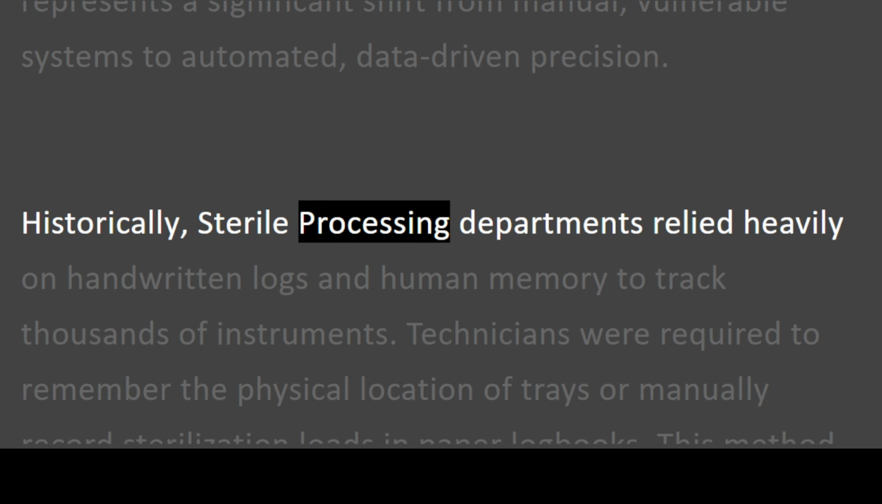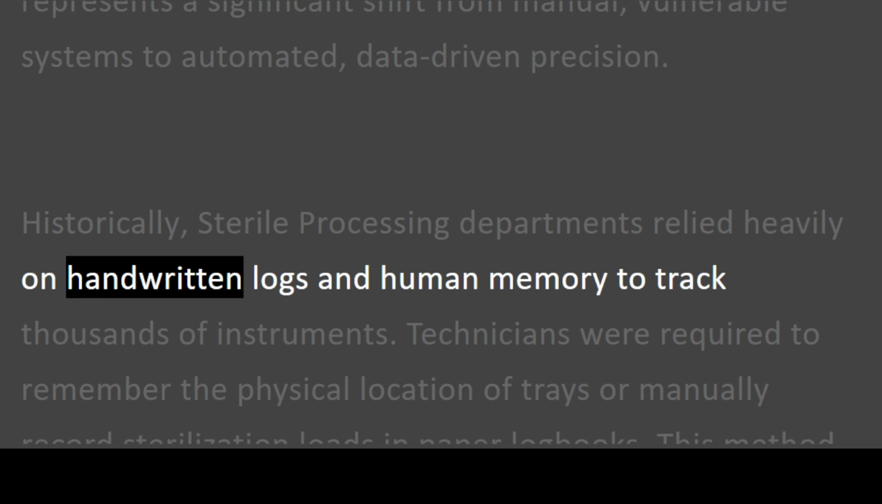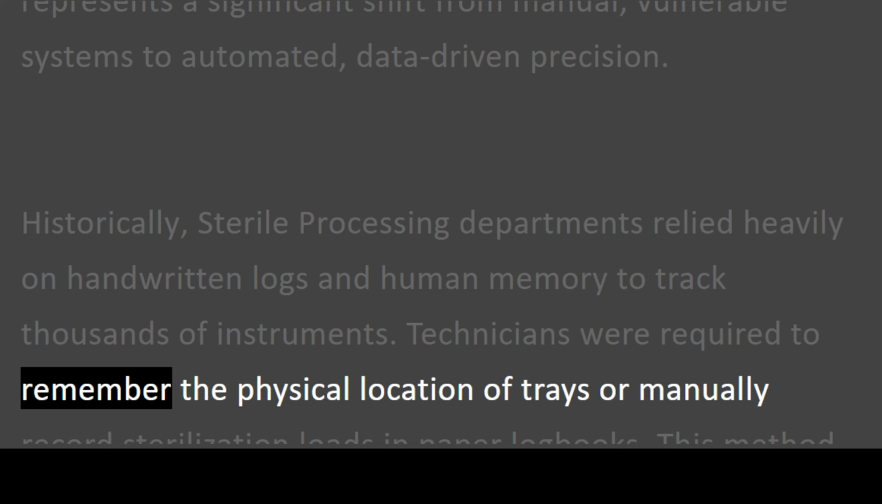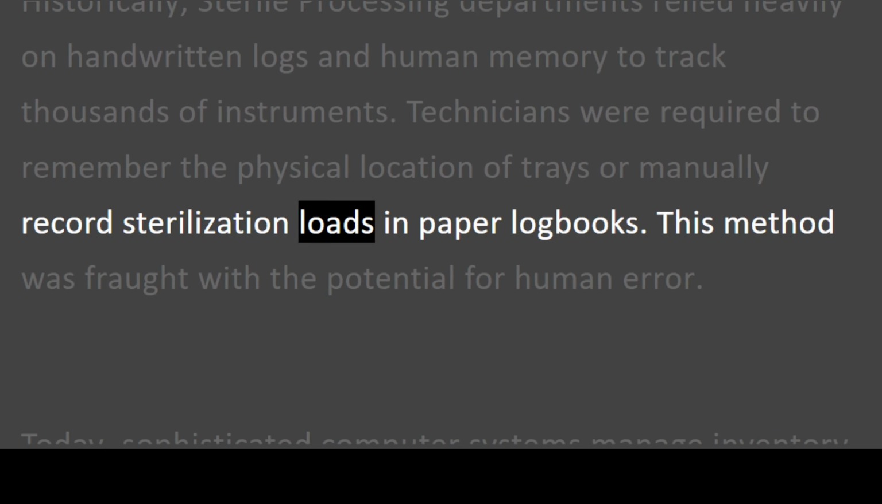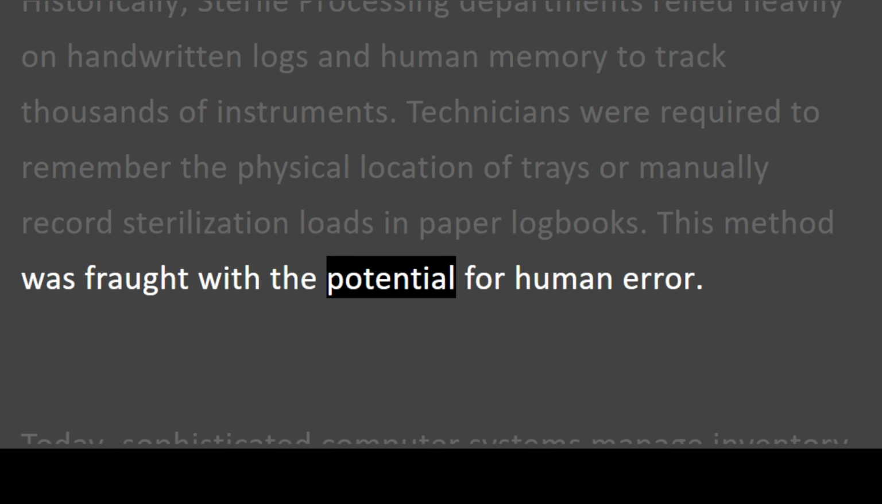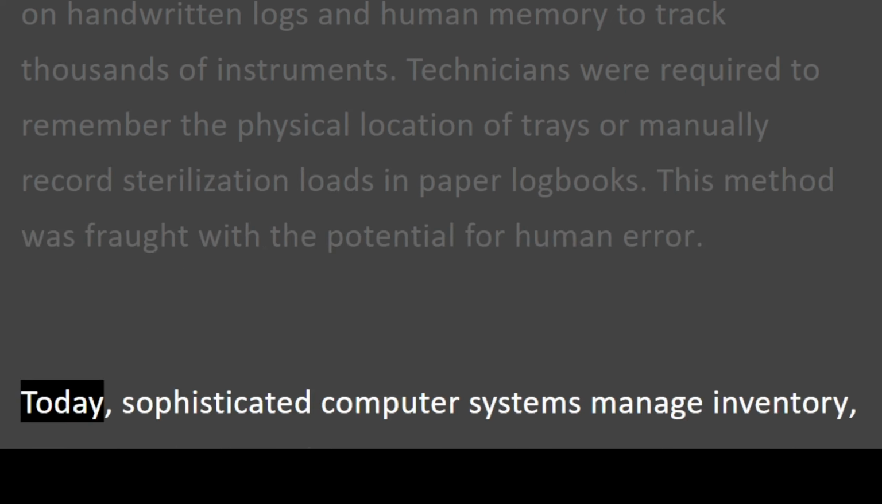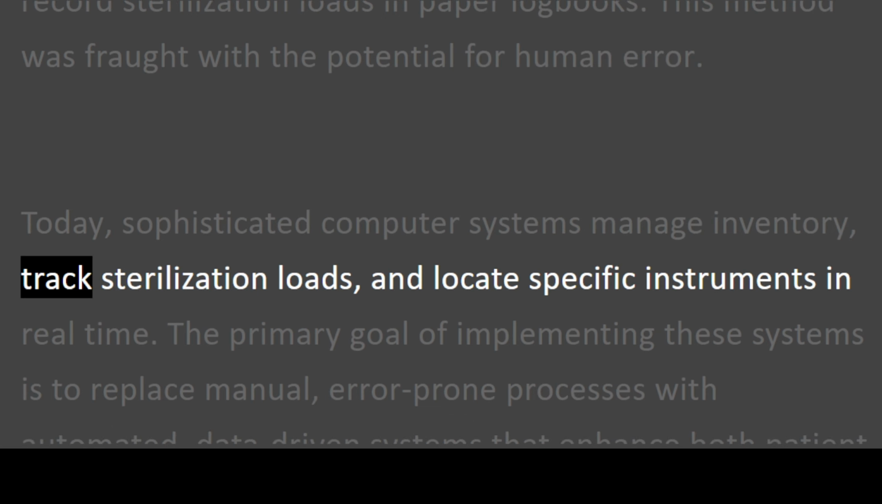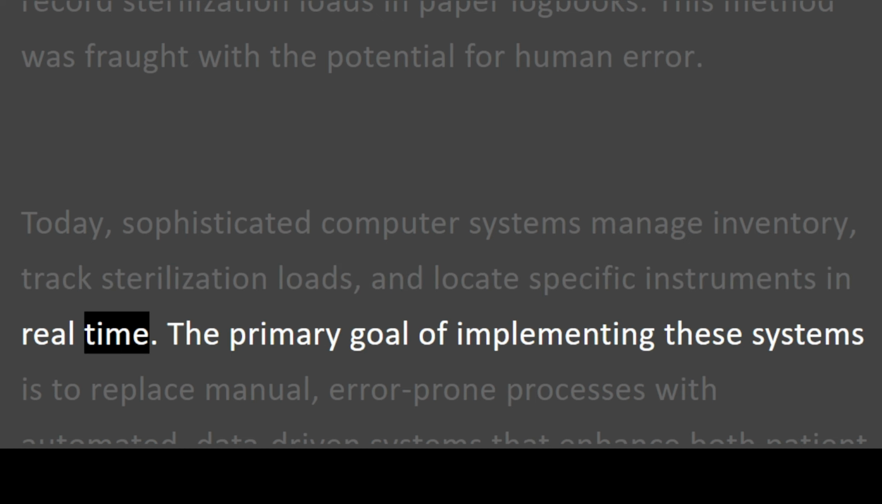Historically, sterile processing departments relied heavily on handwritten logs and human memory to track thousands of instruments. Technicians were required to remember the physical location of trays or manually record sterilization loads in paper logbooks. This method was fraught with the potential for human error. Today, sophisticated computer systems manage inventory, track sterilization loads, and locate specific instruments in real time.